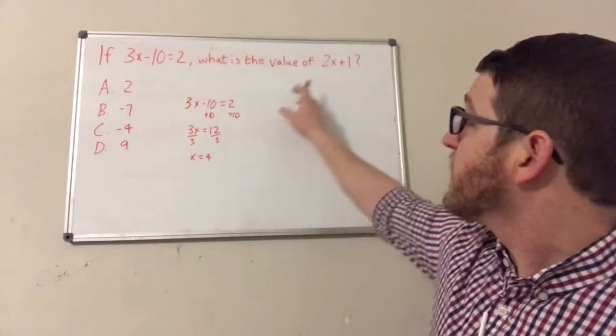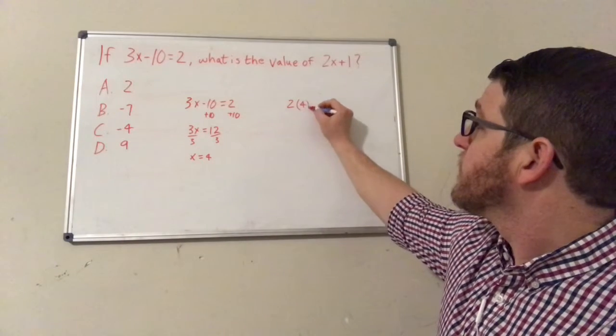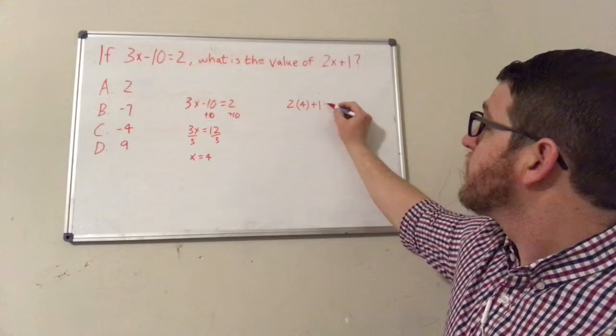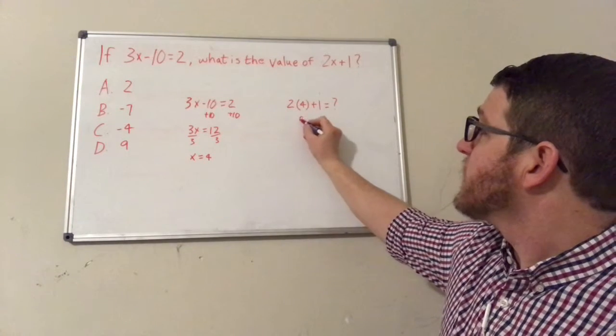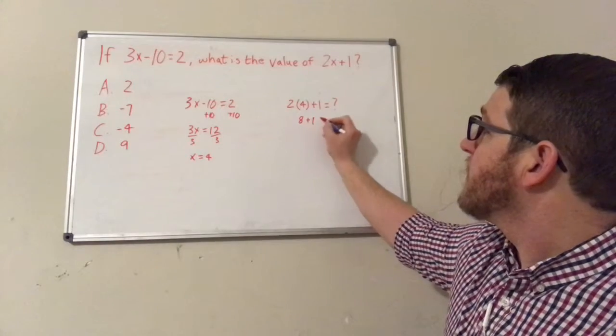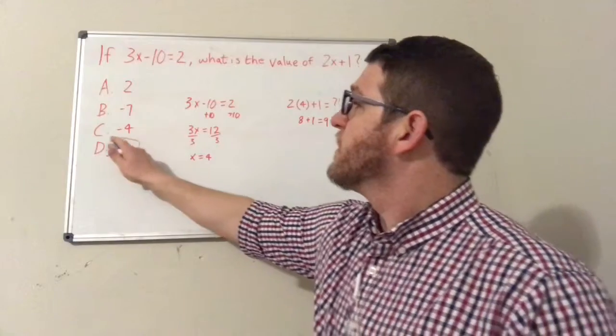So we can take that x equals 4, plug it into this equation over here. And now we've got 2 times 4 is 8. 8 plus 1 equals 9. So our answer is D.